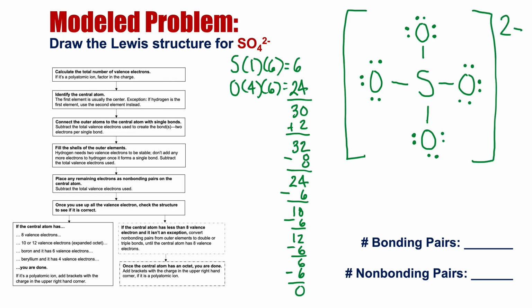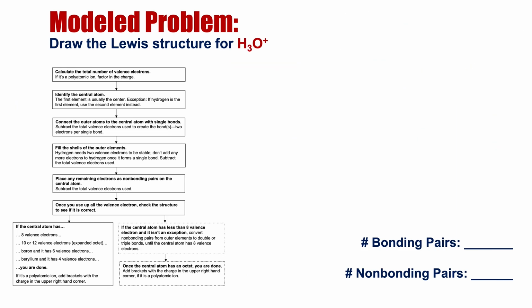I just need to remember to put the brackets around it. The charge is -2, so I write -2 in that upper corner. There's 4 bonding pairs, 12 non-bonding pairs. That's 12 plus 4 gives me 16 times 2 gives me 32, which matches what I was initially supposed to place in the structure.